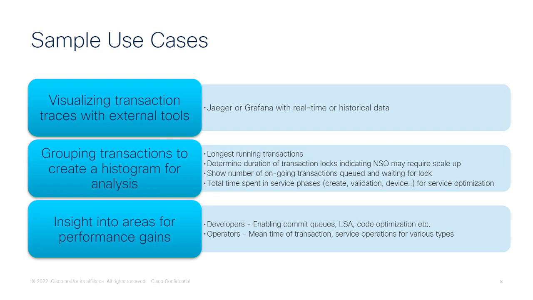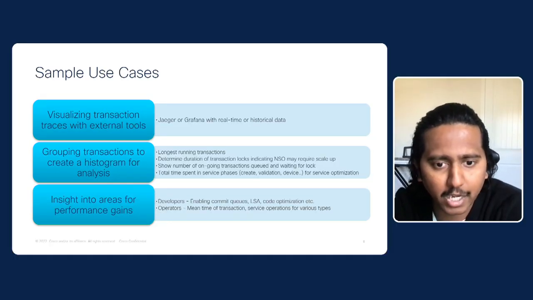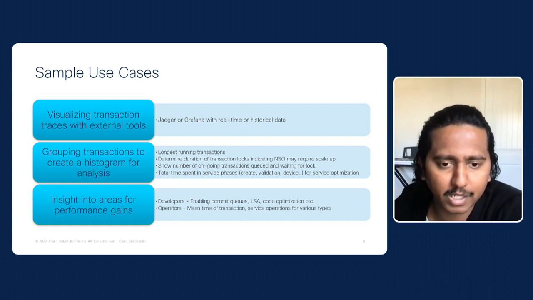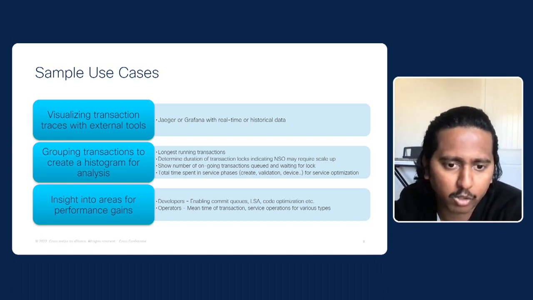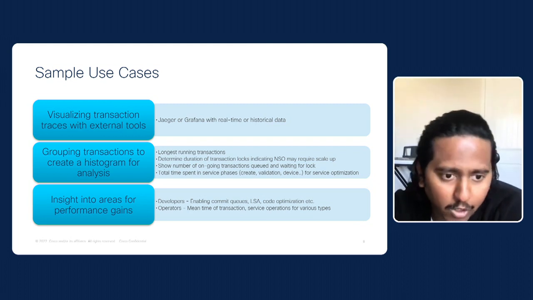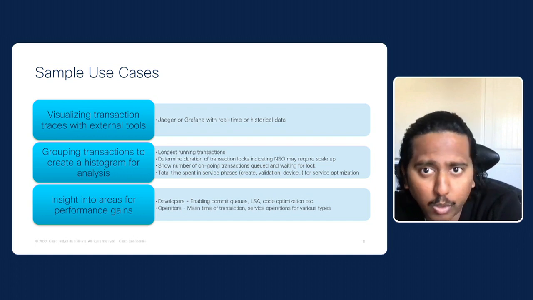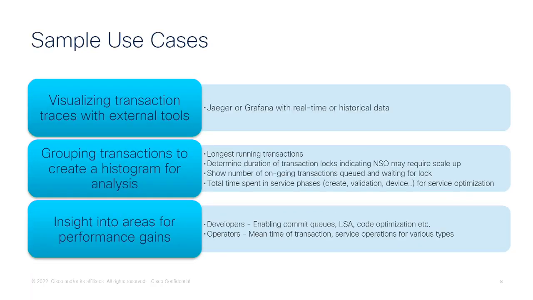So insights into these areas become really critical for developers or operators. Developers would like to know what is happening in the state of a service when commit queues are enabled, when the LSA is determined in a service, or what type of code optimizations are needed for service development. Similarly, an operator provisioning from Crosswork would like to know the mean time every transaction is taking, and which service operations take a longer or shorter duration. Every device and every type of service becomes crucial for an operator to decide when a service should be implemented, and whether there are any ongoing transactions he needs to wait for before he performs any operations on Crosswork.